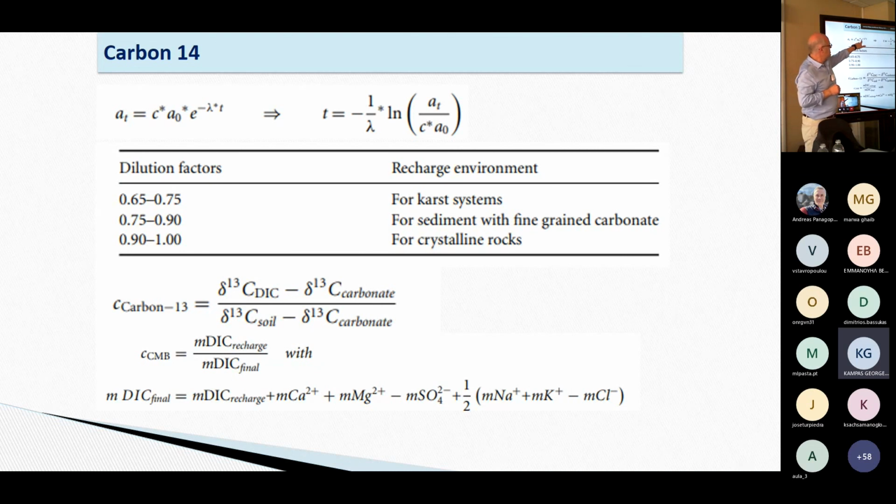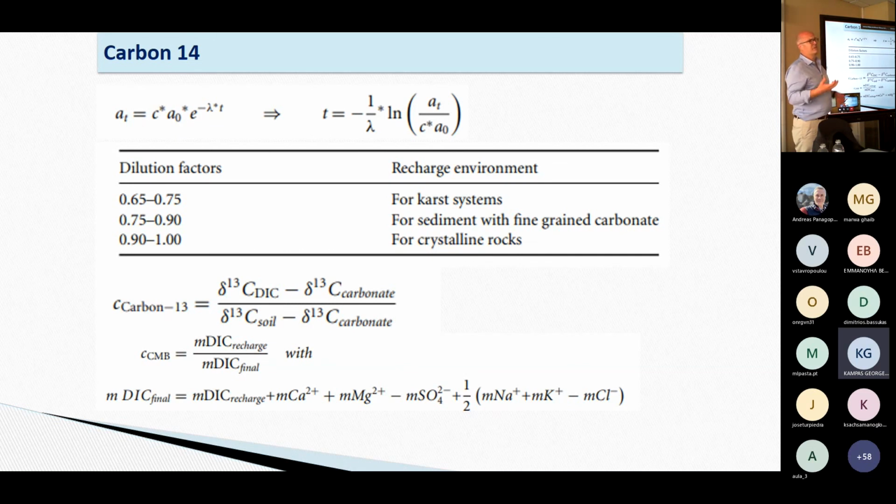And then we have the same equation that we have for tritium, an exponential equation with a decay factor. The decay of C14 takes 5,730 years. This is the time that has elapsed. And this is the value that we measure, that we observe. Now, if the groundwater is very young, it's 100.